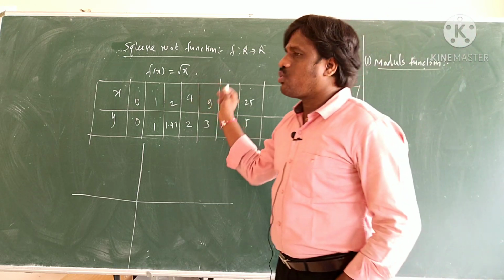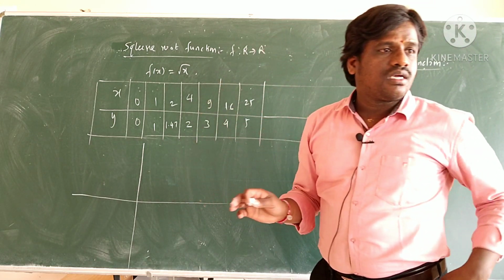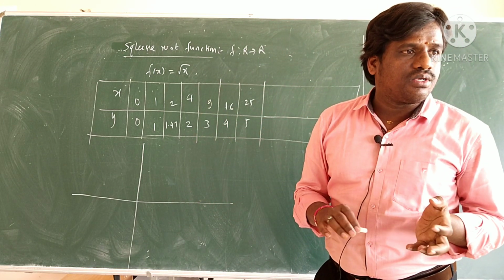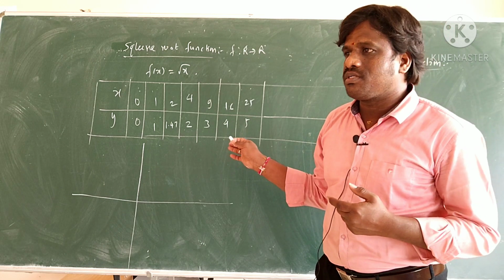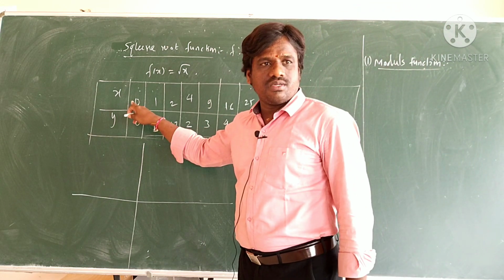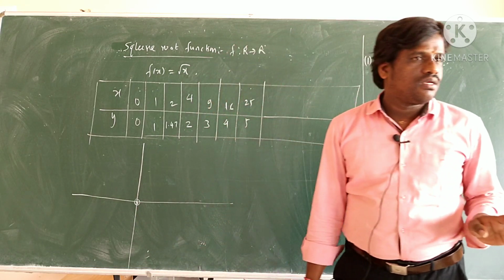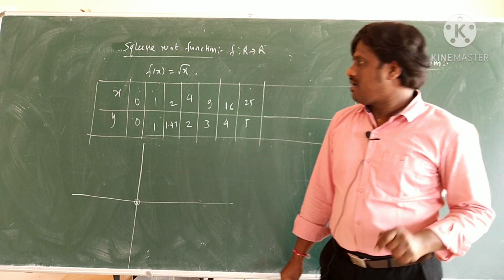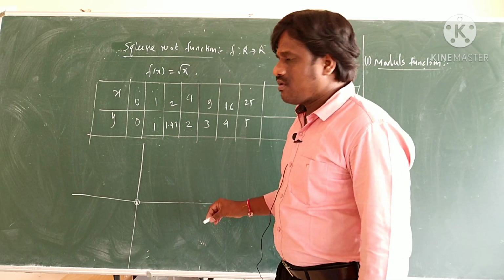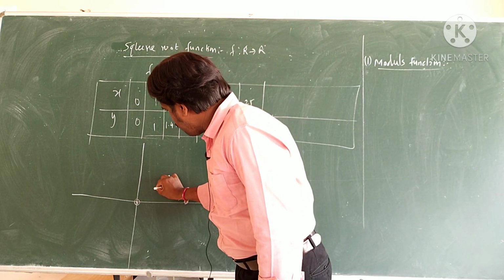In this, where can I substitute from and to? For the domain, where can I give input? 0, I can give 0. So for 0, what will I get here? 0. For 0 I will get 0. For 1, what will I get? 1. For 1 I will get 1.